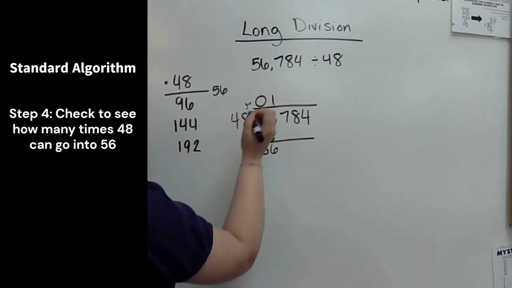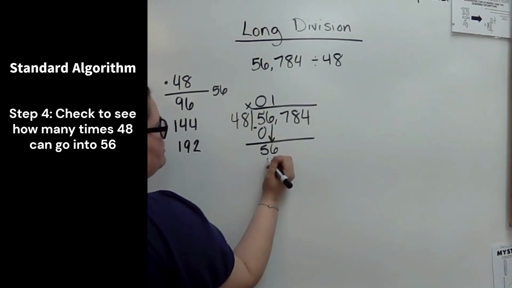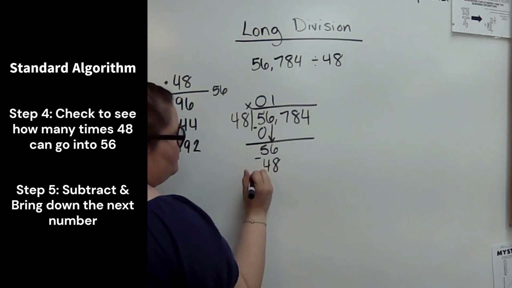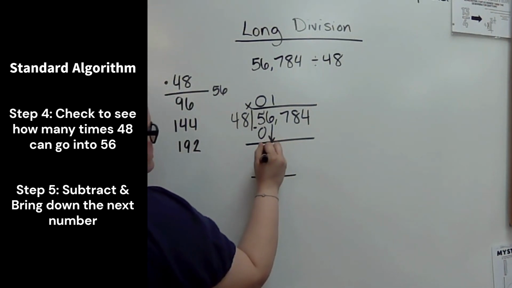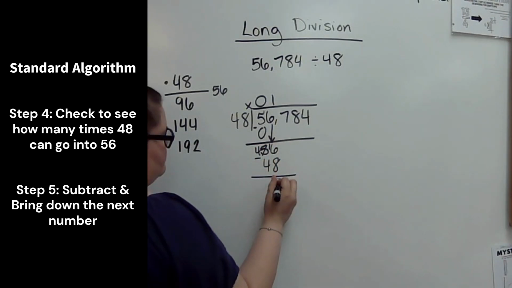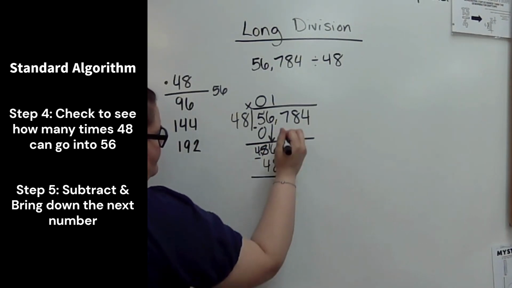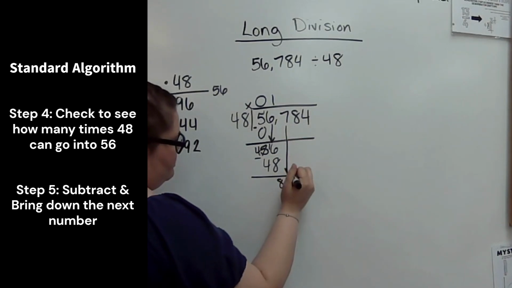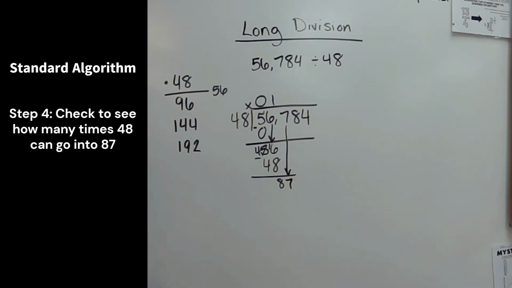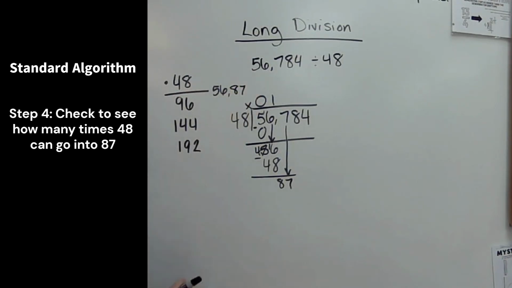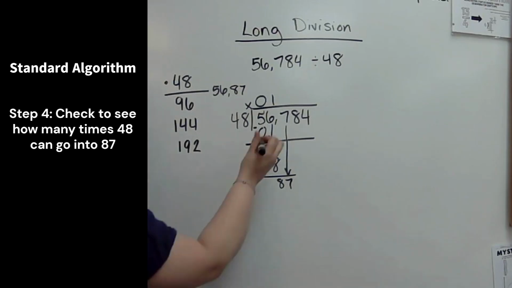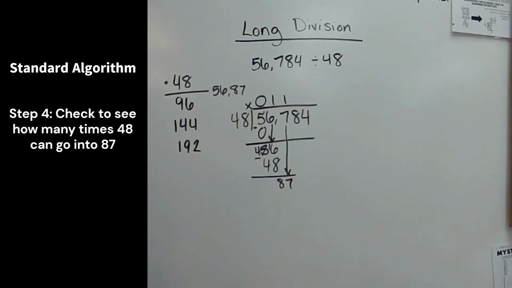I'm going to place my 1 up here. 48 times 1 is 48, and I'm going to subtract. I do have to regroup. So 4. I'm going to bring down my next number. Now I need to see how many times 48 can go into 87. So I'm going to look back over at my multiples list. 87 comes in between here. So again, it can only go in one time. I'm going to add my 1 to the top.